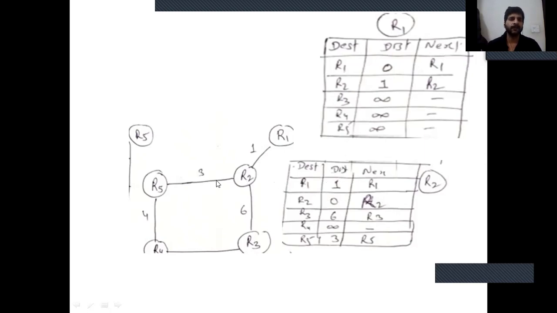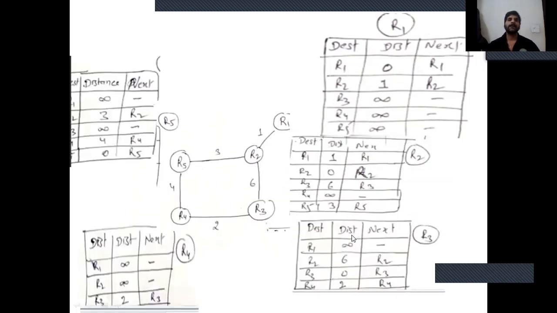If we send R2 to R3, the distance is 6, next router R3. If we send R2 to R4, no direct path is available, so we write the distance as infinite and no next router. R2 to R5, the distance is 3 and the next router is R5. Similarly, we create the distance vector for R3, R4, R5.